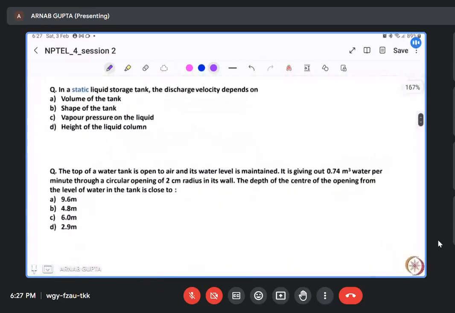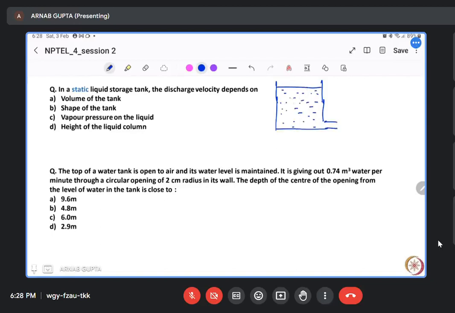Coming to the next question. In a static liquid storage tank, the discharge velocity depends on which of the following factors. As you can understand, if the storage tank is static, which means that the liquid here is not moving, the condition of statics can be conveniently applied here. Suppose it was having an acceleration here, then the liquid level would have been like this. But in this case, the liquid is static.